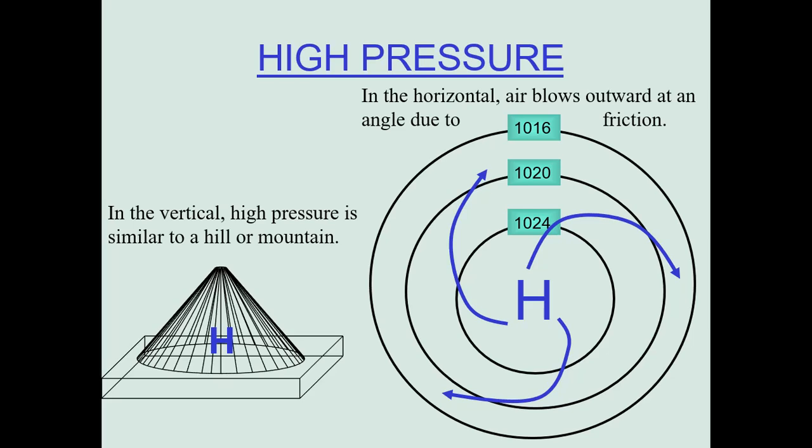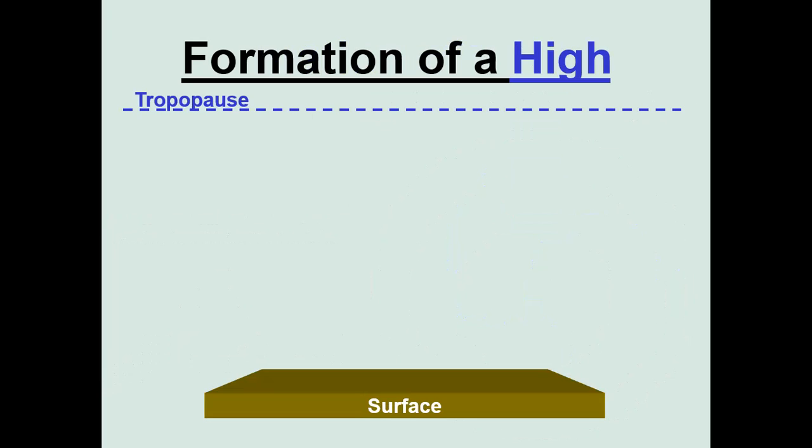The image on the left shows, in the vertical, that high pressure is similar to a hill or mountain in the atmosphere, okay? So typically if I was to look at a vertical cross-section of a high pressure system, it's going to look like a big mound, okay? The heights and the thickness levels increase, the atmosphere expands, and it looks like a hill or a mountain. Now, how do high pressure systems form?